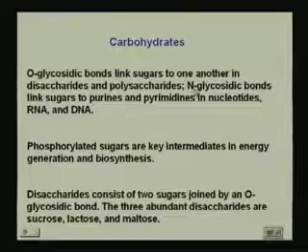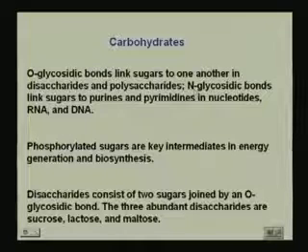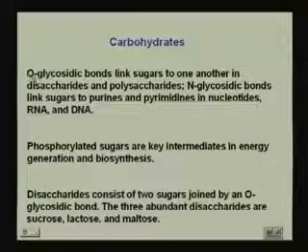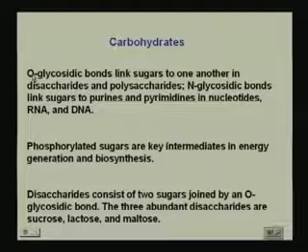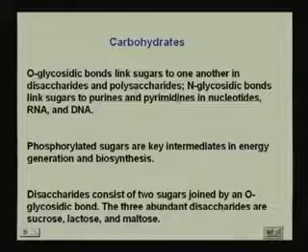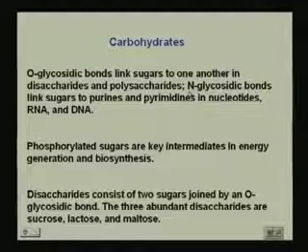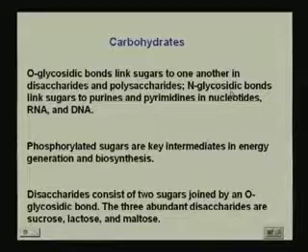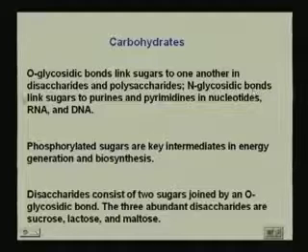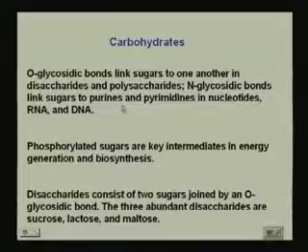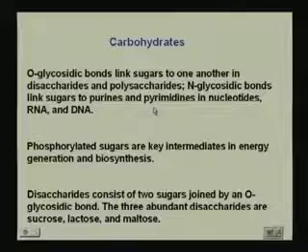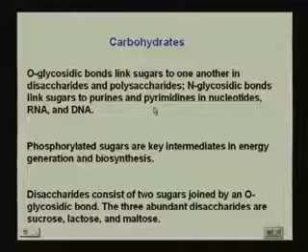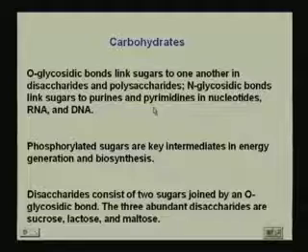When we speak of N glycosidic bonds, we know that in the O glycosidic bonds the oxygen is involved in the linkage. When we have an N glycosidic bond, the nitrogen is involved in the linkage, and glycosidic means that there is a sugar involved. Okay. So, we have nitrogen and sugar. These are the bonds that link sugars to the purines and pyrimidines in nucleotides. This we will study in much more detail when we consider the nucleic acids and their specific components.